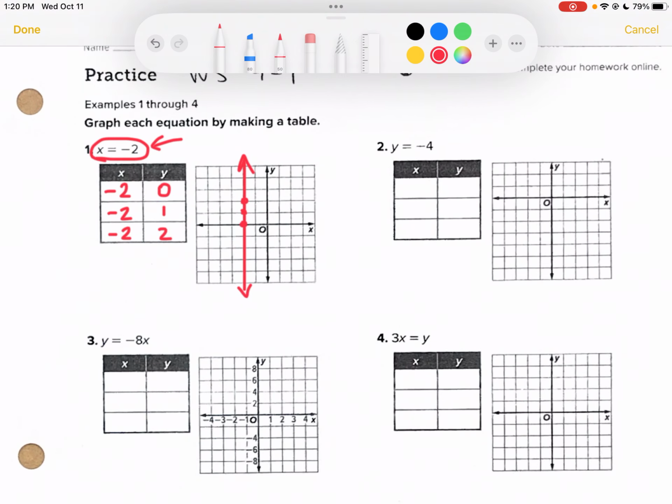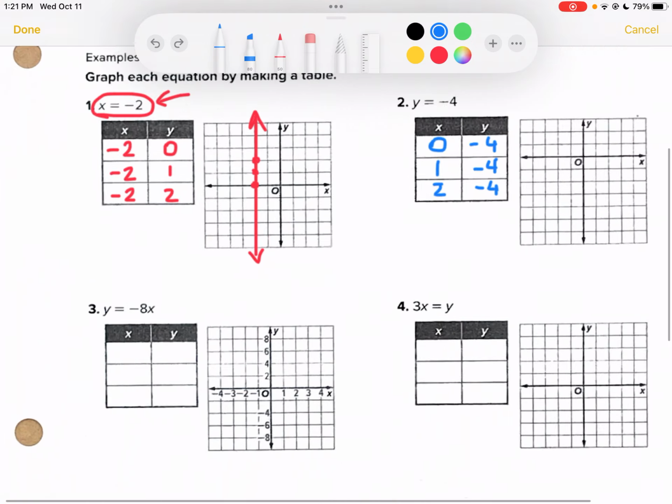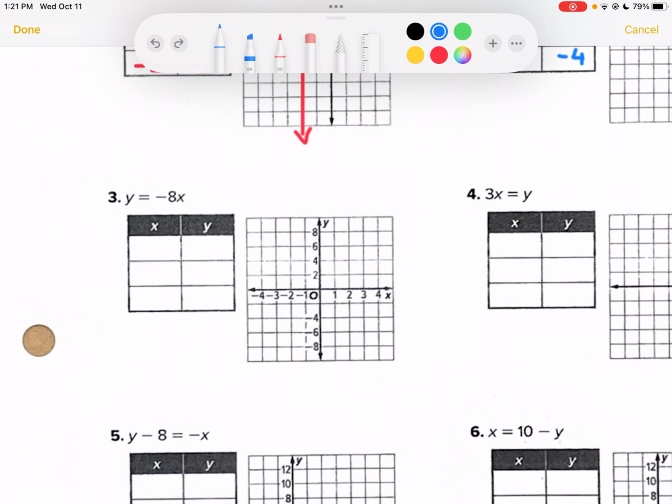Okay? So now this one's going to be kind of like that, except different because it's a y equals, okay? So start this one the same way. Plug in -4, -4, -4. Then plug in some other numbers, maybe 0, 1, 2. Then go graph those and see what it turns into. I'm going to let you finish that one on your own. Make your graph happen, okay? Let's go on to 3, though.